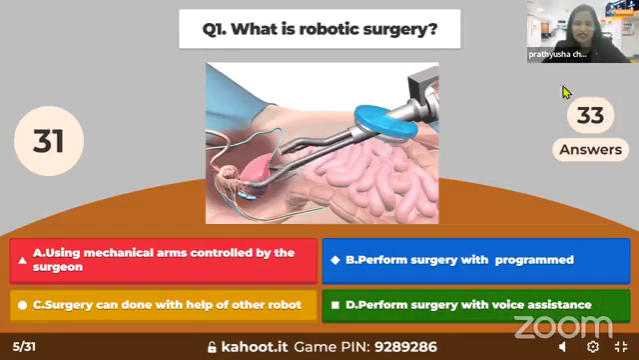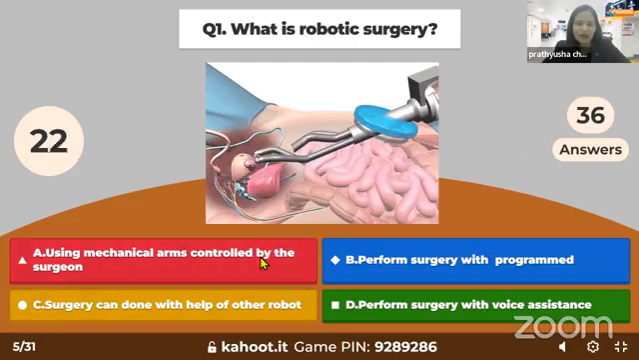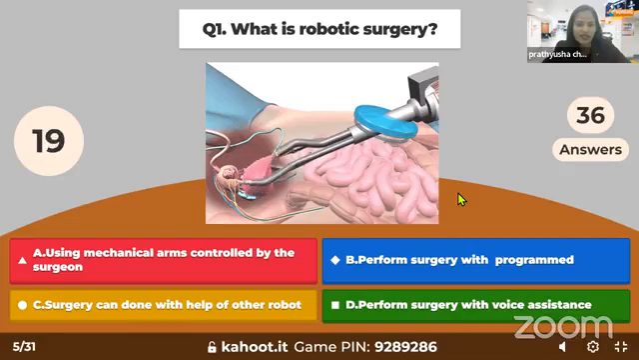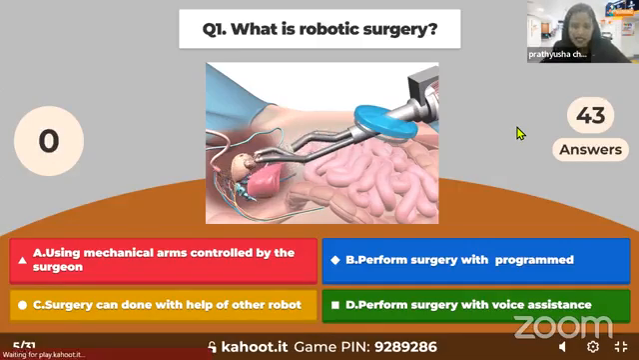I think many of you are still trying to answer, but select the right answer and eliminate the wrong options. You can see who is on the top of the scoreboard. You have 20 seconds to answer this question. Let me again tell you, what is robotic surgery? Is it a mechanical arm which is controlled, or a surgery helped with a program, or a surgery done by the robot, or surgery performed with voice assistance? The time is up. Now let me see who is on the top.